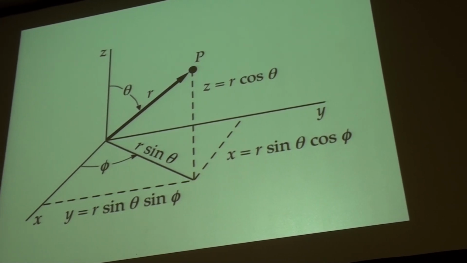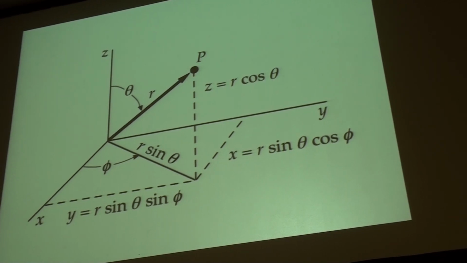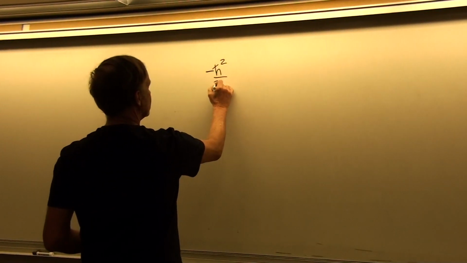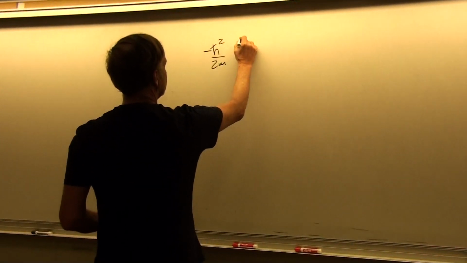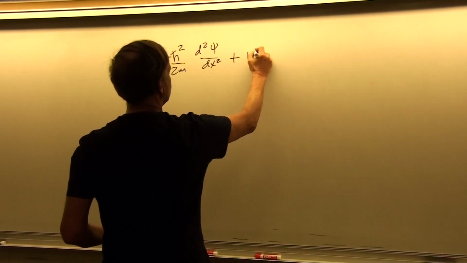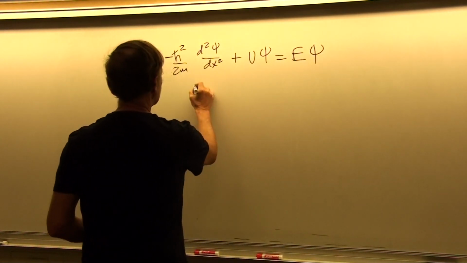Now here, what we have is a more physically realistic problem, in that we are looking at the solution to the Schrodinger equation for a spherically symmetric potential energy function. And so whereas before we had this kind of an equation, minus h bar squared over 2m d squared psi dx squared plus U psi equals E psi. This is just 1D.